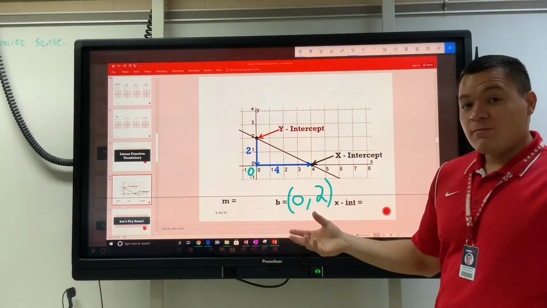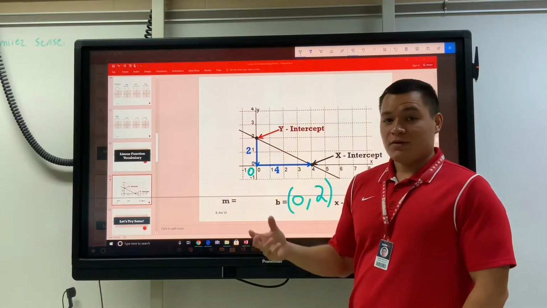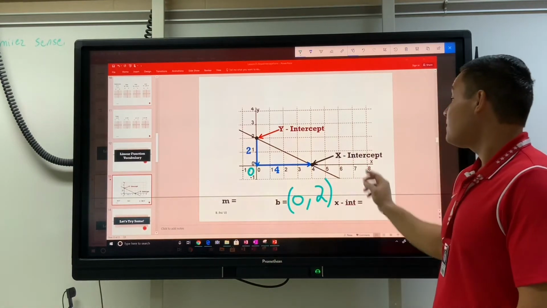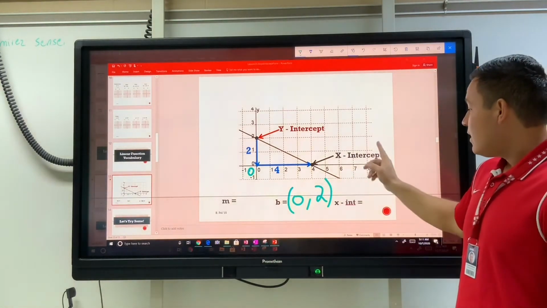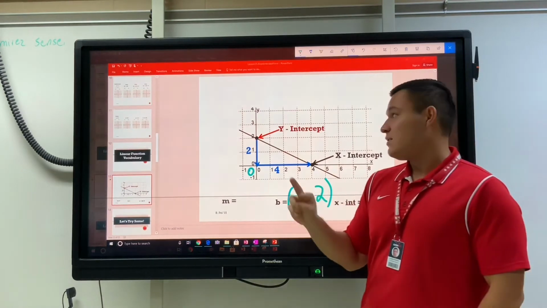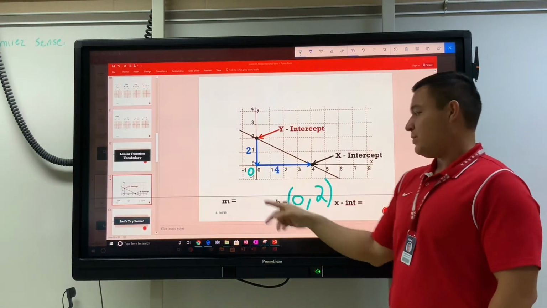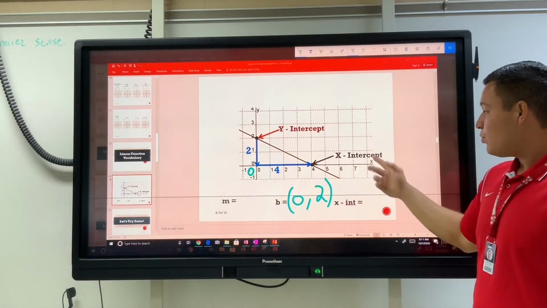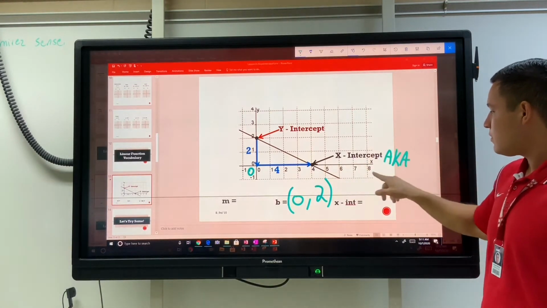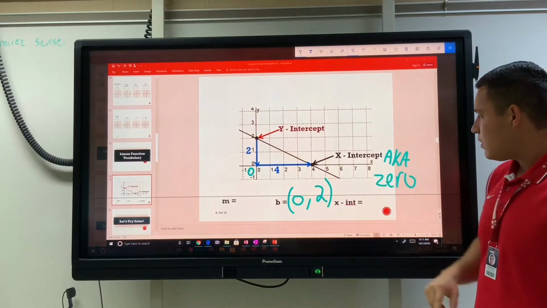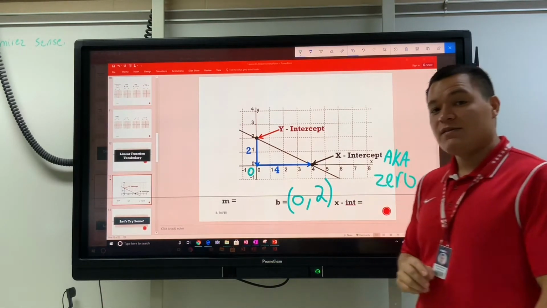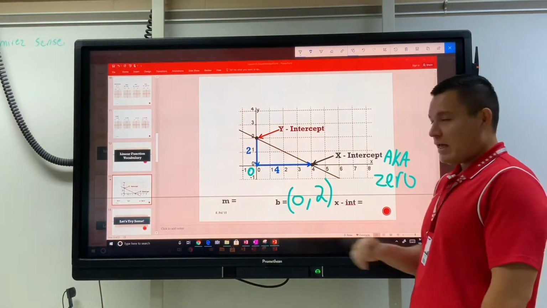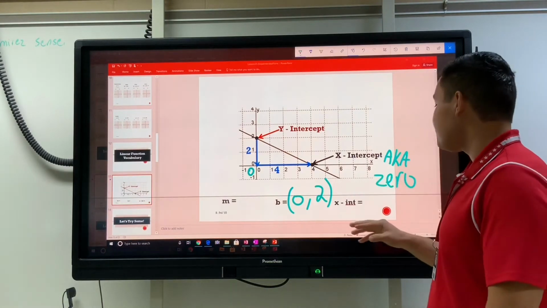The other thing that we are also going to be labeling in our graphs is the x-intercept. The x-intercept has two names, just like the y-intercept is either the y-intercept or it's b. The x-intercept is either the x-intercept or we call the x-intercept the 0 of the function. And I'll talk about that in a bit.